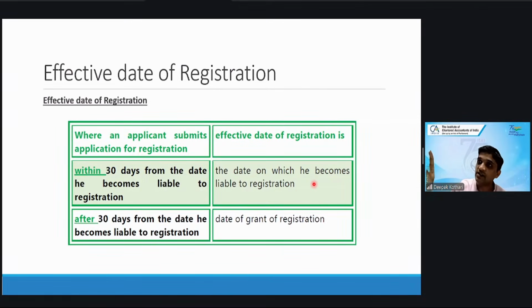No. In the registration certificate, we have the date of approval and the effective date of registration. So in the registration certificate, you will see a column which is called the effective date of registration. That is what we have to see. If we have applied on time, then it is the date when we applied. But if we apply late, if you apply after 30 days, then the actual date of issuing, which is called the date of grant of registration, will be the effective date of registration. Okay.